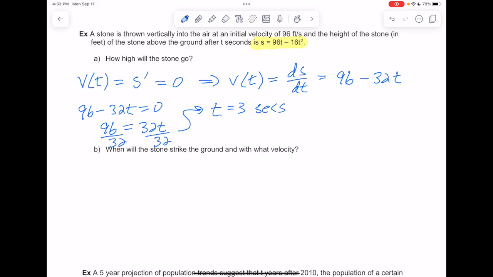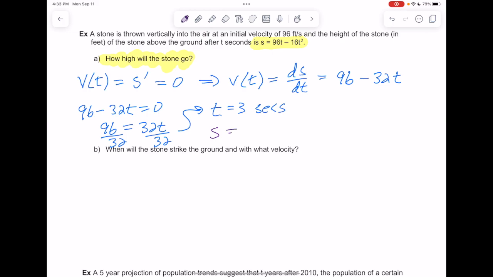But they didn't ask when that's going to happen. They asked, how high will it go? But if we know when it's going to happen, we can figure out how high it will go by plugging that 3 into the original function. Let me go ahead and switch colors since we switched topics. We were looking at the when, and now we're going to look at the how high.